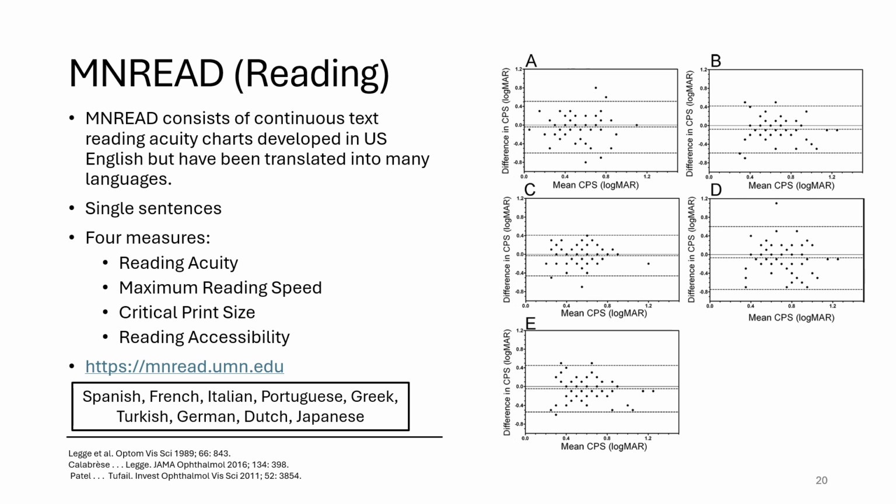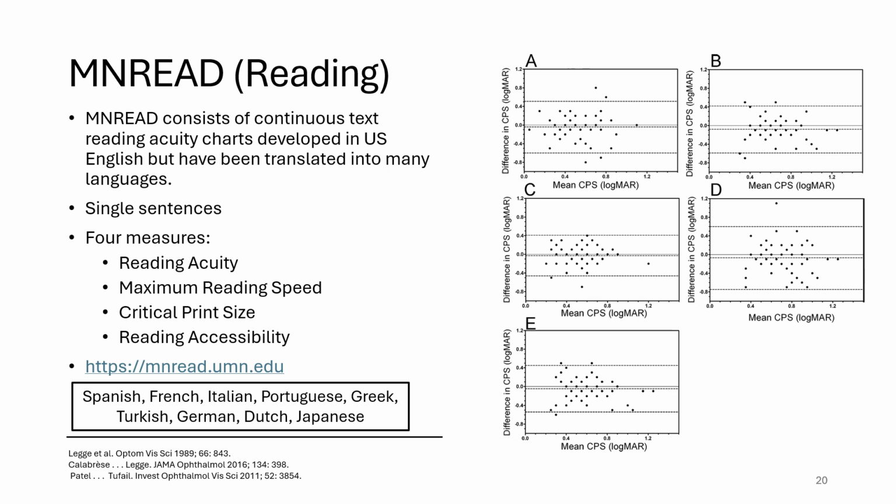I'd like to tell you about a couple of outcomes that consist of performance tasks of daily living. The first is reading. MNREAD is a test developed by Gordon Legge's group at the University of Minnesota. Its repeatability has been widely studied, as illustrated here. It consists of single sentences of text, not longer paragraphs. It can be administered on an iPad and is commercially available.